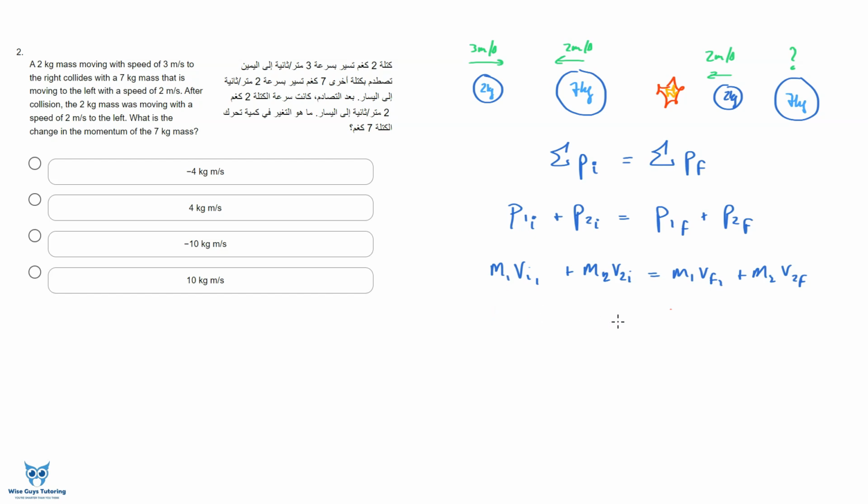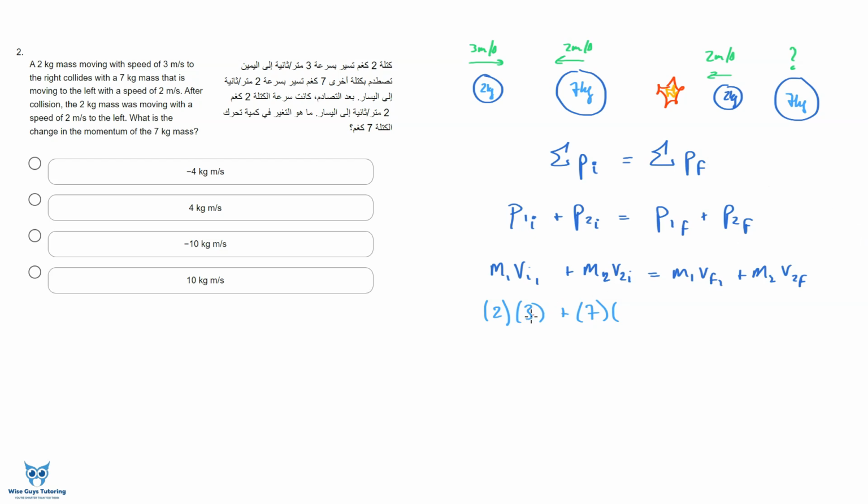So M1, object 1, will be 2. V will be 3. And here's a little something: M2 will be 7. Now be careful with this velocity. You'll notice that it's in the opposite direction of this one.